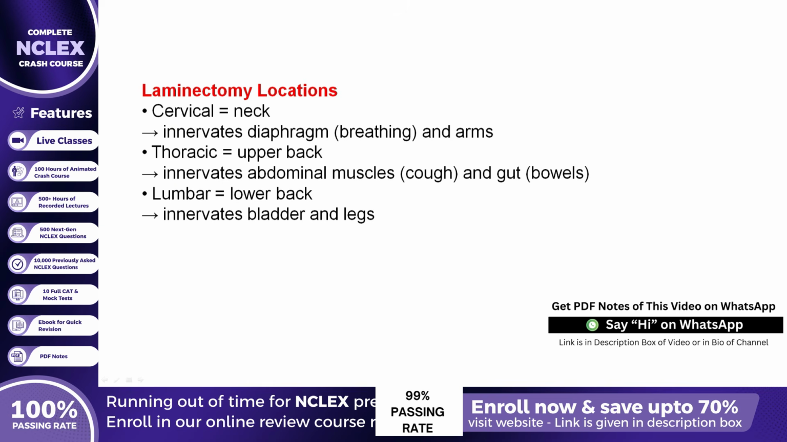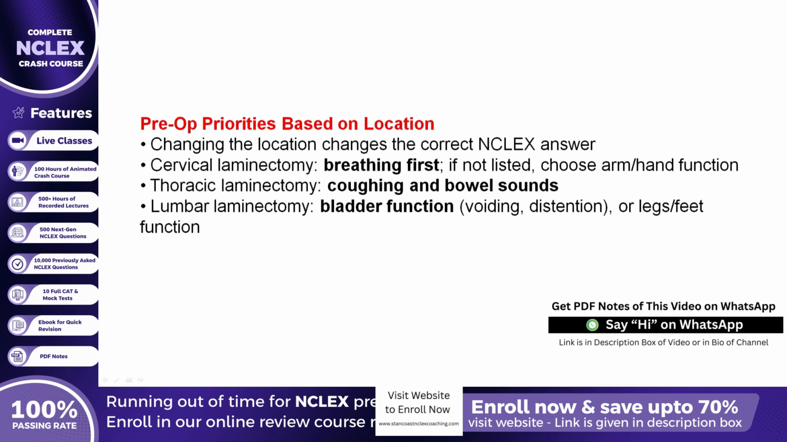Moving on to the different laminectomy locations, we start with the cervical region, which refers to the neck, and this area innervates both the diaphragm for breathing and the arms. Then we look at the thoracic region, which is the upper back, and it innervates the abdominal muscles responsible for coughing as well as the gut that regulates bowel function. Finally, the lumbar region is in the lower back, and it innervates the bladder along with the legs. As we prepare for surgery, remember that changing the location changes the correct NCLEX answer.